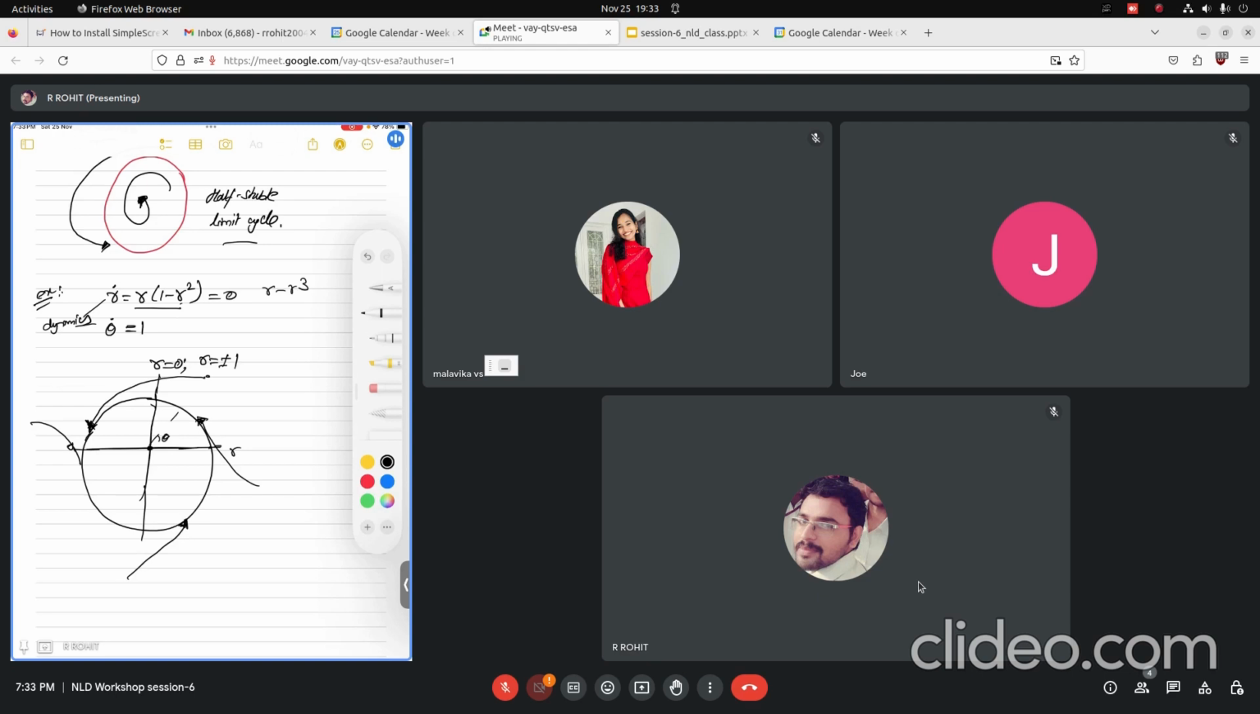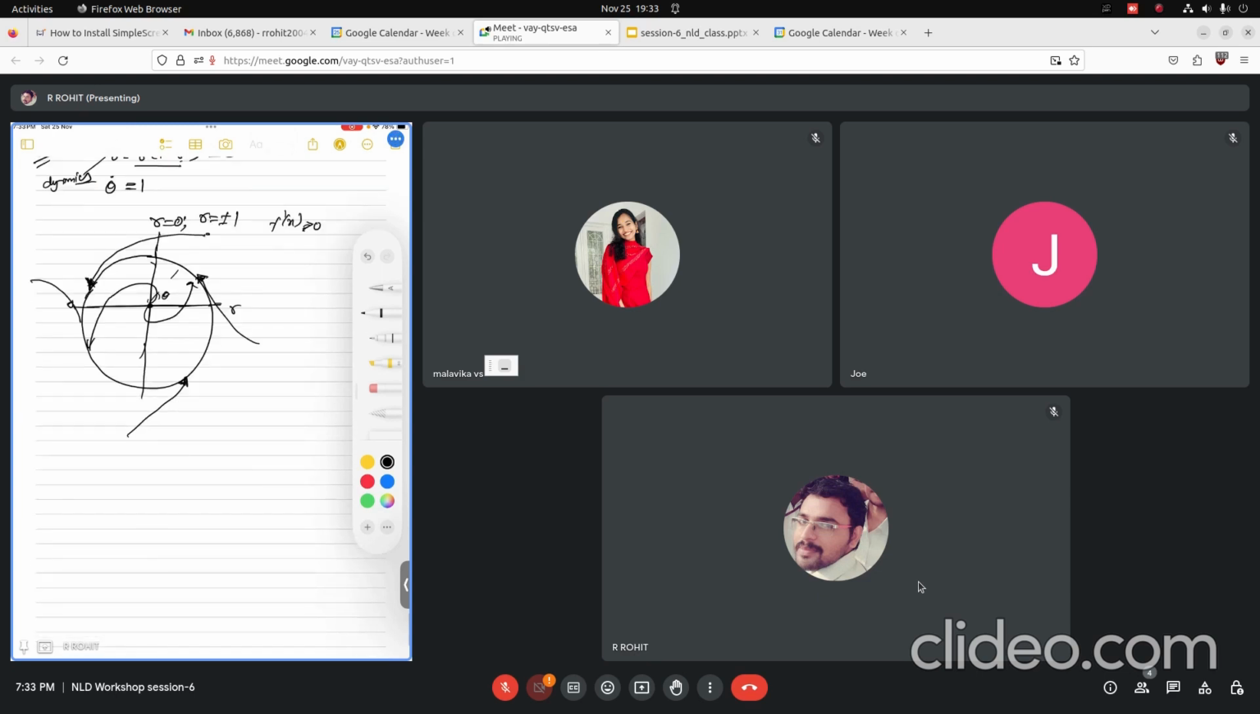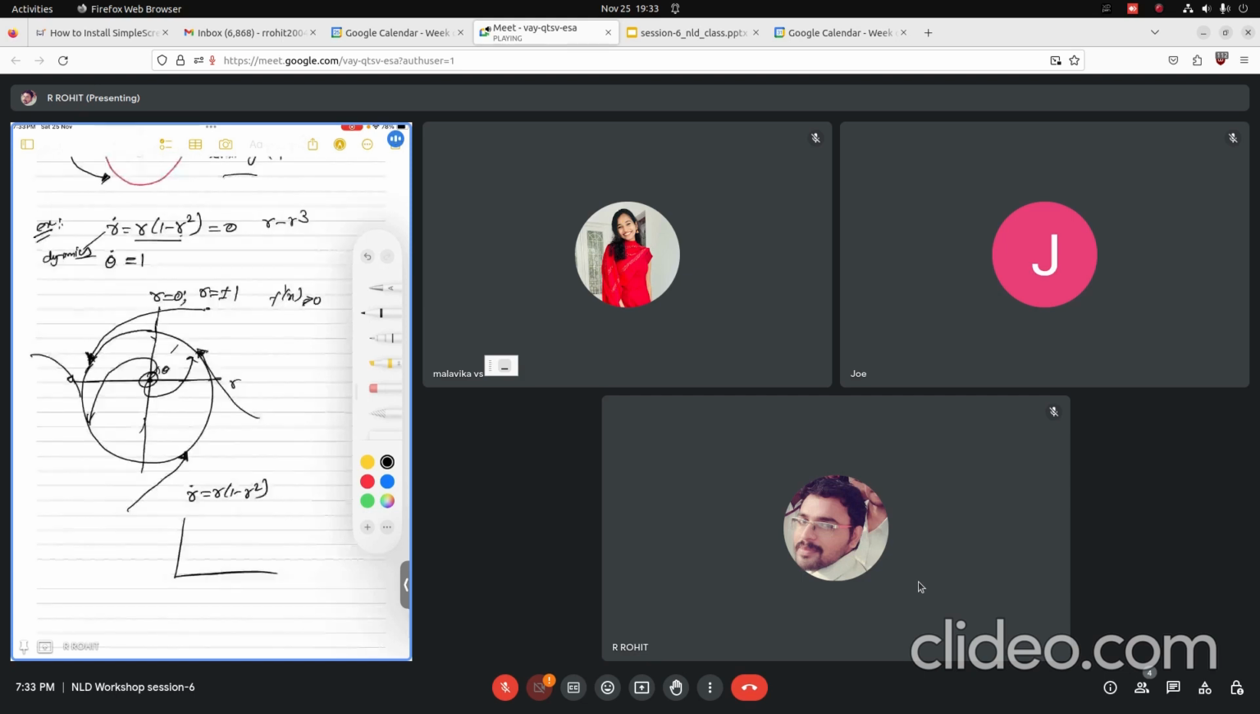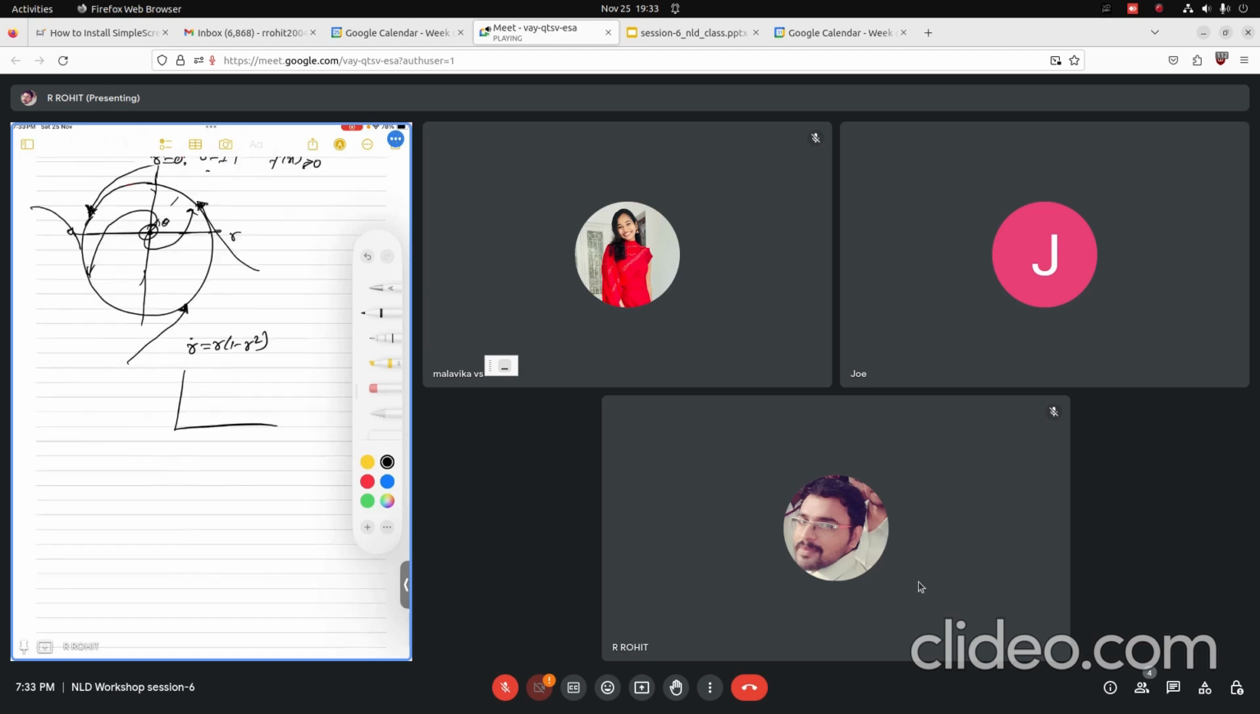Similarly, any point that starts near 0 tries to move away from the fixed point, so it's an unstable point. If you find the f dash of x value and it is greater than 0, you can say it's an unstable fixed point. For this particular case, you can directly find the equation r dot equal to r into 1 minus r square. Since theta dot equal to 1 is a constant here, it's uncoupled now.